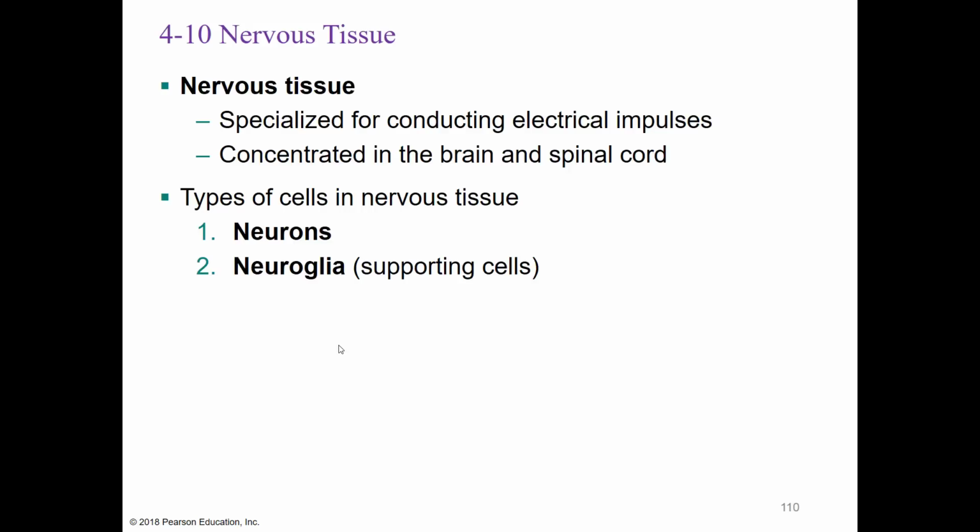So finally we have nervous tissue, and again we're not going to say much about this yet either because we have a chapter 12 that will go over nervous tissue in great detail. Nervous tissue is specialized for conducting electrical impulses. It's concentrated in the brain and the spinal cord. We have nerves as well. And the two main types of cells we're going to see in nervous tissue are neurons, which send and receive signals, and neuroglia, which are supporting or helper cells.